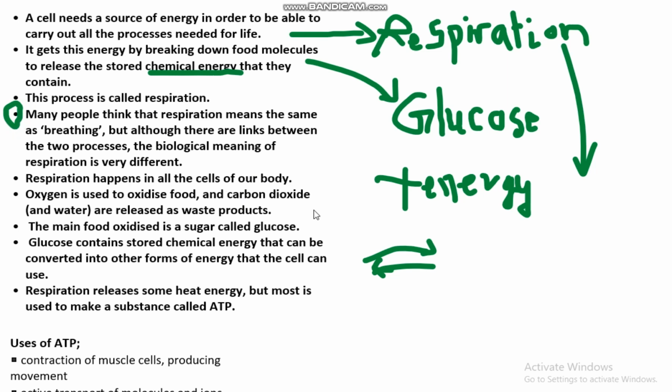Respiration happens in all the cells of our body. Oxygen is used to oxidize food, and carbon dioxide and water are released as waste products. We are talking about aerobic respiration here. The food is glucose. We oxidize glucose to produce carbon dioxide and water, which are our waste products, and carbon dioxide is then exhaled out by the lungs. So there is breathing, and this process where the food is oxidized is known as respiration.